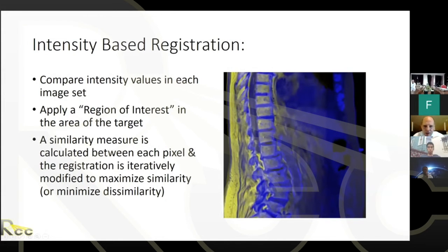And then intensity-based registration, which is an automatic registration, where you compare the intensity values in each image set, apply a region of interest in the area of the target, and then a similarity measure is calculated between the pixels, and the registration is iteratively modified to maximize similarity or minimize dissimilarity, depending on the algorithm. So basically, usually you define some area that you're interested in, and then the planning system will iteratively change it to get the best agreement.